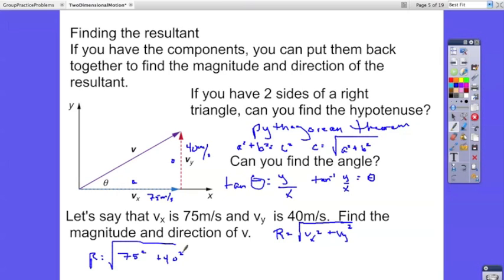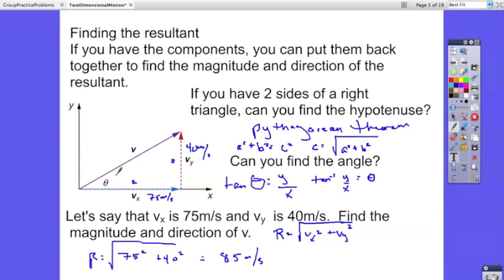Let me grab my calculator. So 75 squared plus 40 squared, and then take the square root of that, and I get 85 meters per second for the resultant velocity.